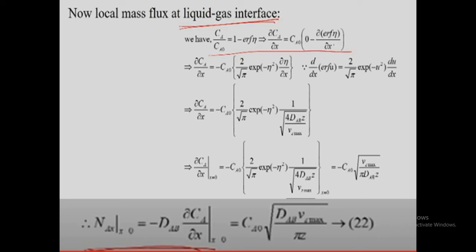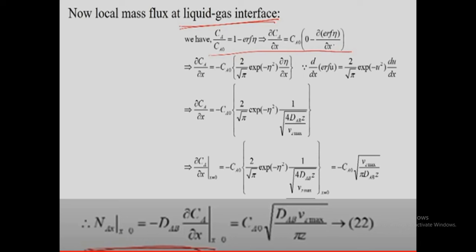Here root 4 is 2, so the 2s are cancelled. Finally we get v_z,max divided by pi into D_AB, all under the root. Are you clear or not? Okay, so this v_z,max goes to the numerator: root of v_z,max divided by pi into D_AB z. Already root pi is there. These values are 1. So here, minus C_A0 into v_z,max by pi into D_AB z. So this is the final expression.